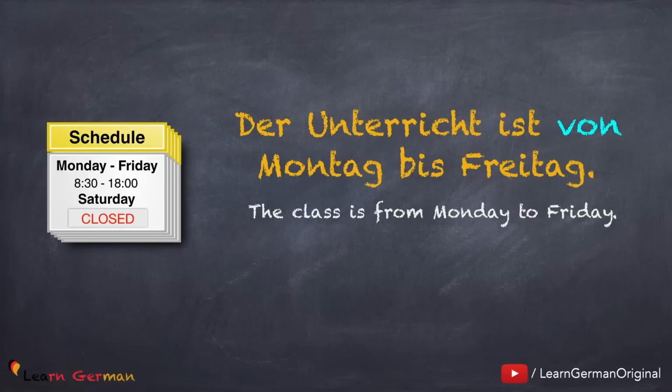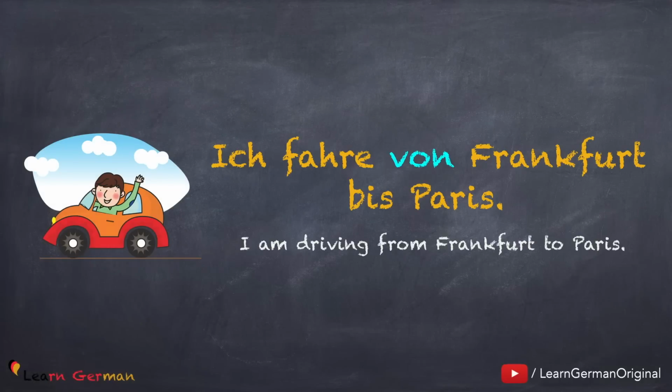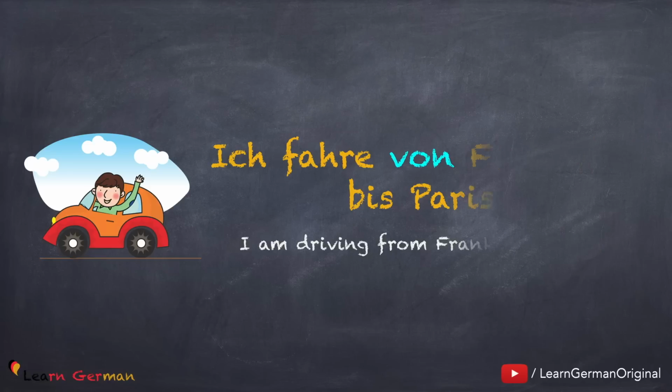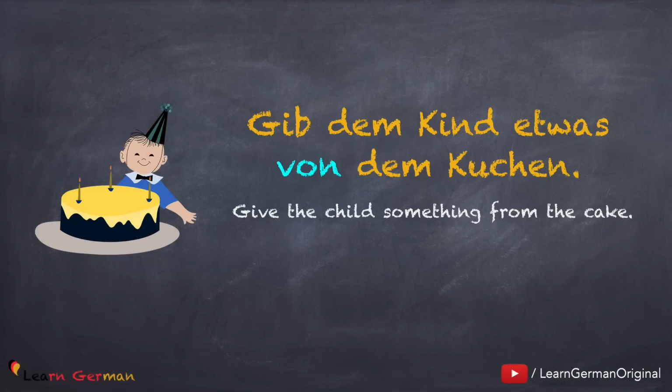Now let's look at some more uses of the preposition von. Ich fahre von Frankfurt bis Paris. In the last two examples, the preposition von is used together with the preposition bis. Let's look at the next one. Gib dem Kind etwas von dem Kuchen.